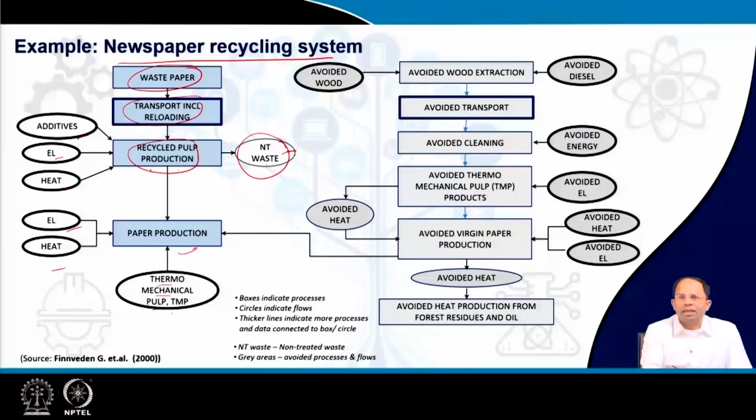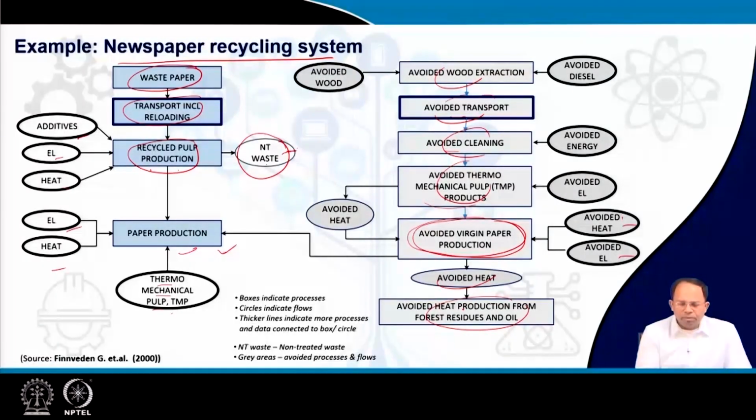So there is energy use, some impact for all of these stages. Eventually the paper is produced, but in the meantime, what is avoided? Avoided virgin paper production. If I would have produced this paper, then we would have used heat, electricity. So these are all avoided because we are not using this. Then avoided thermomechanical products, avoided cleaning, avoided transport, avoided wood extraction, transport of it, cleaning of that wood, conversion into pulp, and so on. And similarly avoided heat production from forest residues and all, and so on.